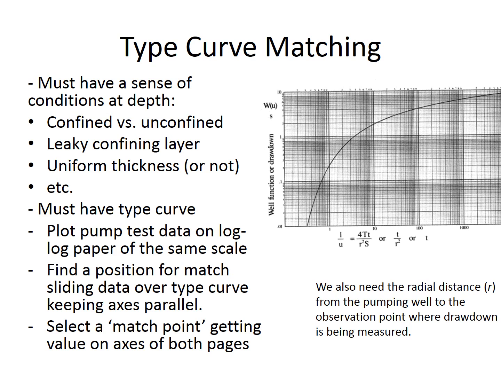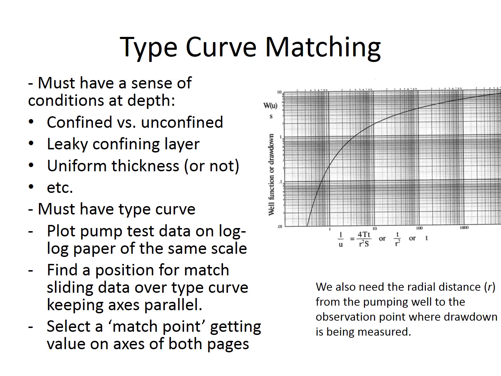In order to use the type curve matching method, we need to know whether we have confined or unconfined conditions. We need to know whether we might happen to have a leaky confining layer, whether or not we have uniform thickness to our aquifer, and a number of other parameters. Because for every set of conditions, we have a particular type curve. The only one I provided you assumes a uniform set of conditions, a uniform thickness for a confined layer with no leaking in the confining layer. So we'll only consider cases of that type. And there we'll have our plot of the well function, it's W(u) versus 1 over u.